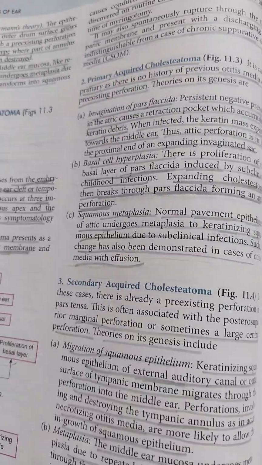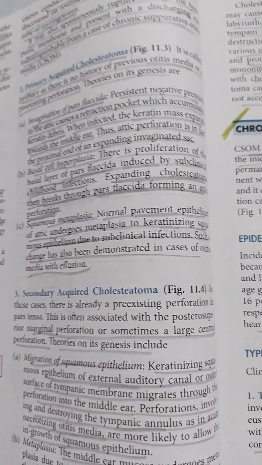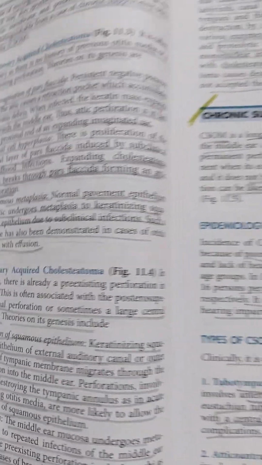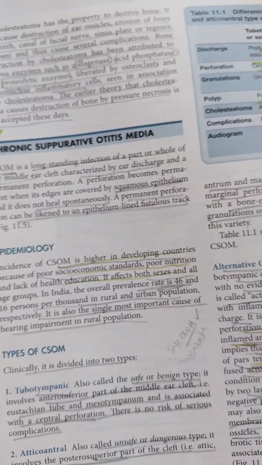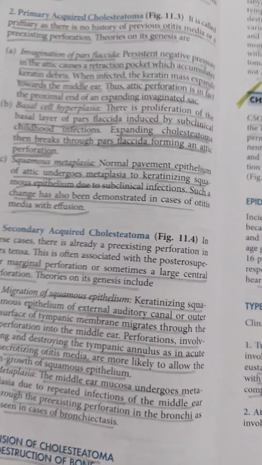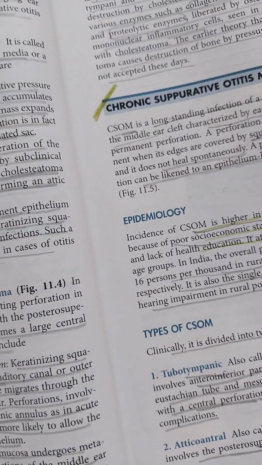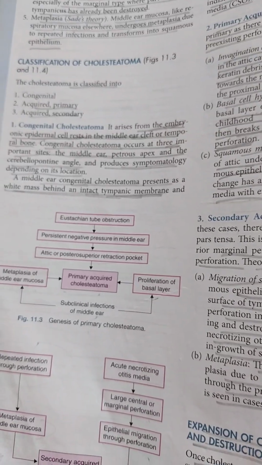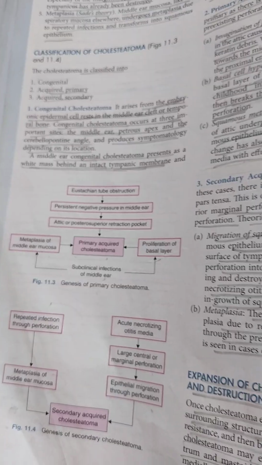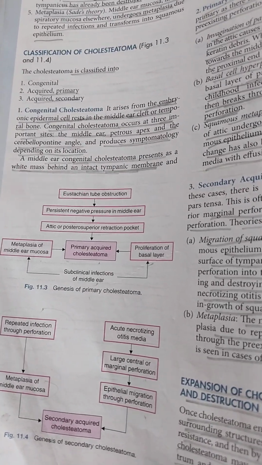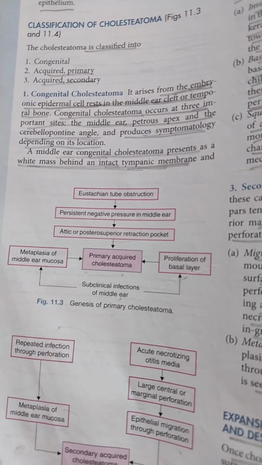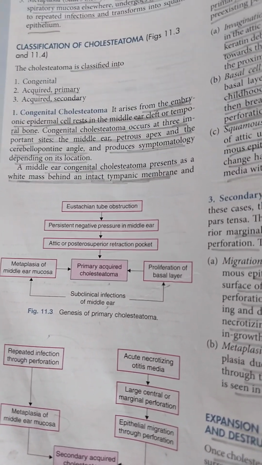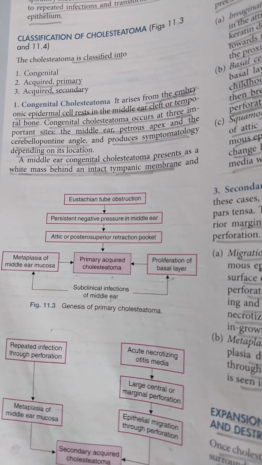So next, primary acquired cholesteatoma. We saw this in 11.2, this is through the posterior invasion. Okay, this is 11.3. So first, eustachian tube obstruction. There is a negative pressure creation in the middle ear. So an attic or posterior superior retraction pocket will be created. So it leads to primary acquired cholesteatoma.